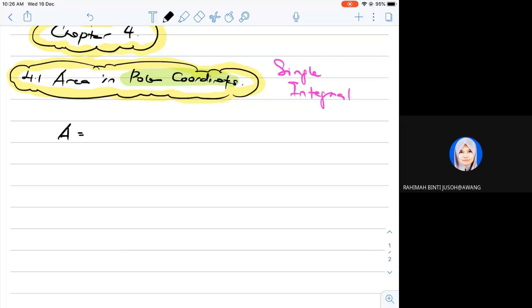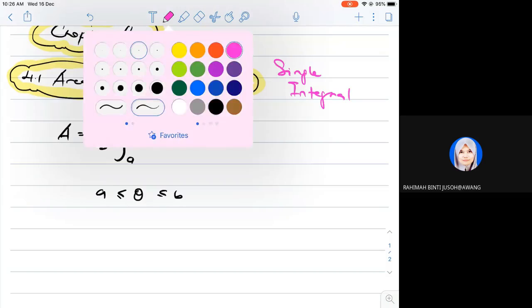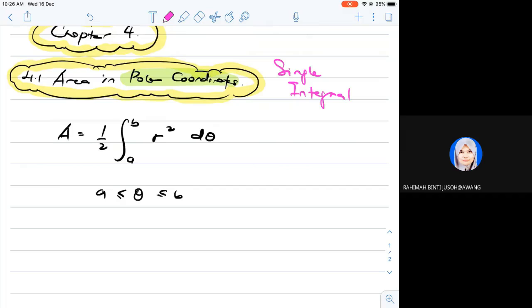Okay, so now the formula of area in polar coordinates. We have A equals 1/2 integration from a until b of r squared d theta. So the function r will be given. And in this single integration, the angle from a until b, angle ni limit lah. This is the angle, sudut, which represents the limit of integration.